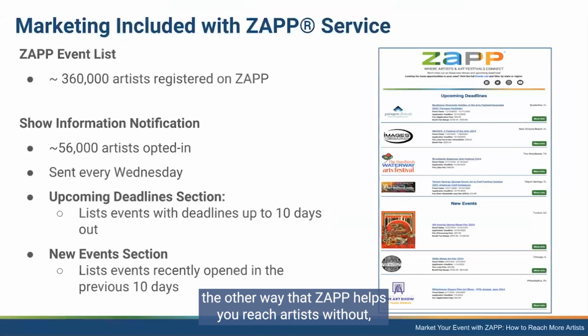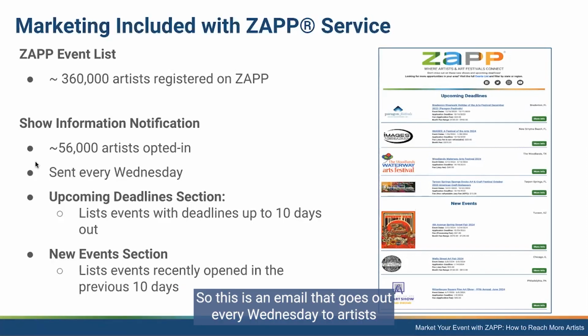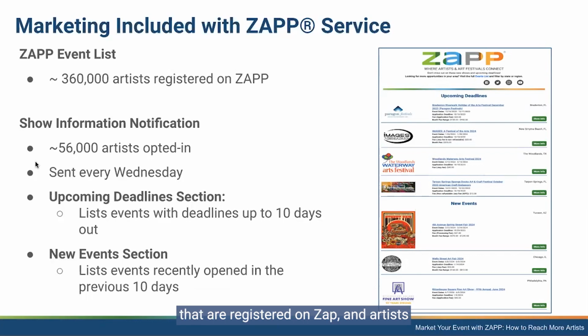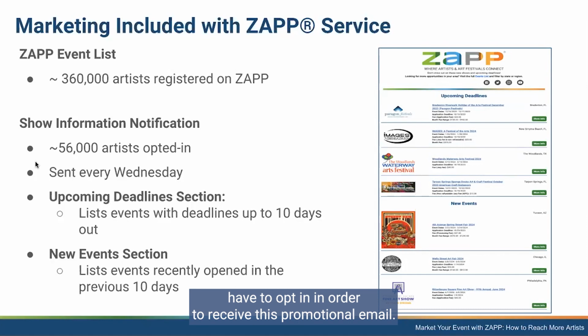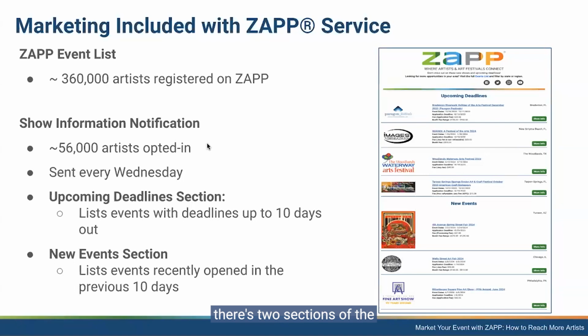The other way that ZAPP helps you reach artists without any additional service is that you get the chance to be listed in our show information notification. This is an email that goes out every Wednesday to artists that are registered on ZAPP, and artists have to opt in to receive this promotional email. Right now we have about 56,000 artists opted in to receive it. Like I said, it's sent every Wednesday, and typically there are two sections of the show information notification.